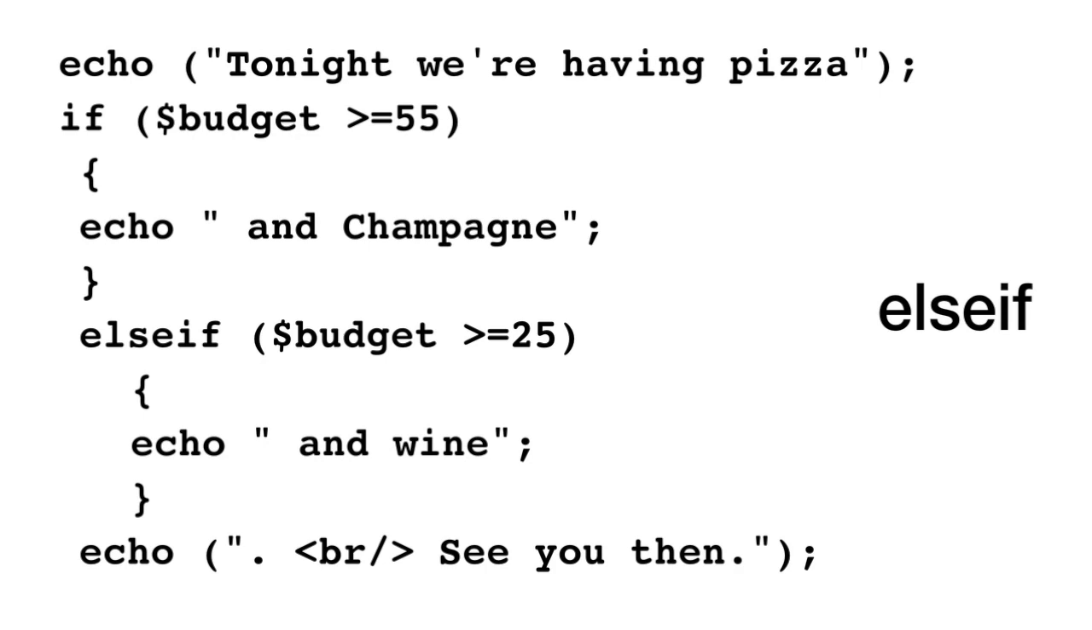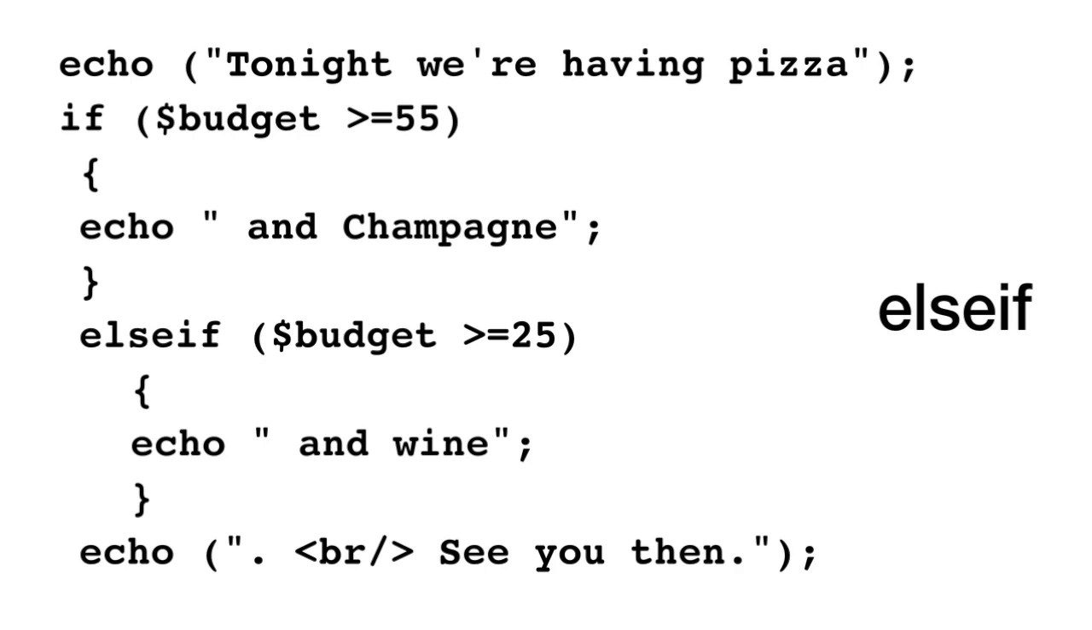Here we're asking the question, is budget greater than 25? If that turns out to be true, then we echo "and wine". If that turns out to be false, then we don't say anything. And then we carry on and have "see you then" at the end. So we can have several tests one after the other. We can string them along in quite a complex way if we want.